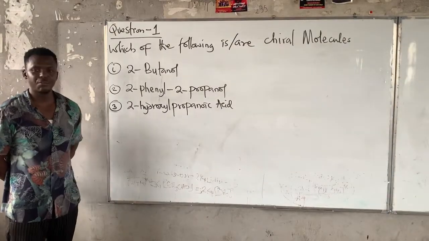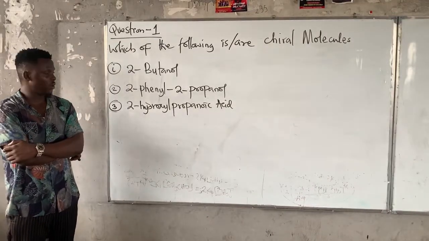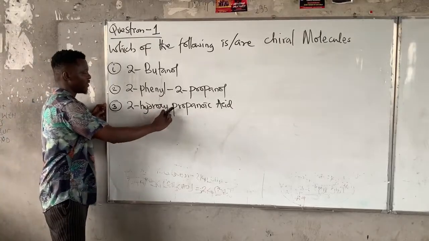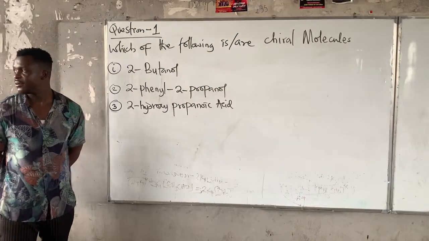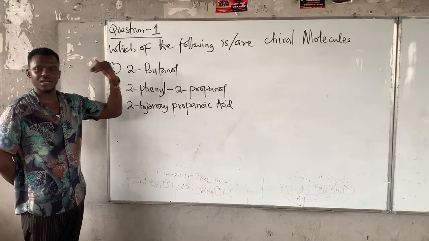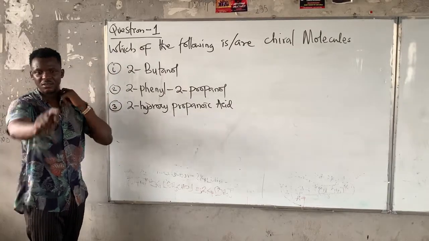We have these 3 examples. We have 2-butanol, 2-phenyl-2-propanol, and 2-hydroxypropanoic acid. Now, these 3 examples here are under chiral molecules. I'm taking them one after the other so that you see the different ways questions will be asked.